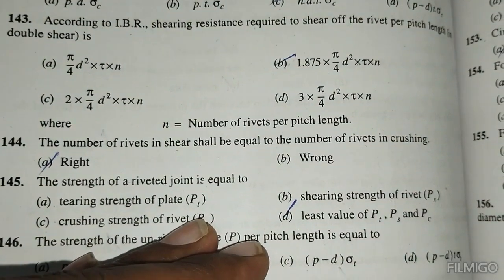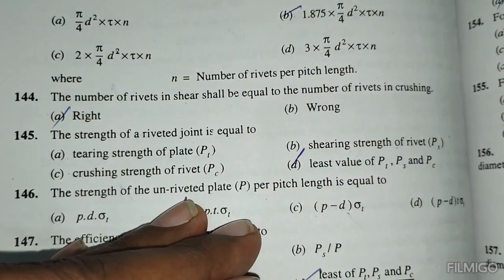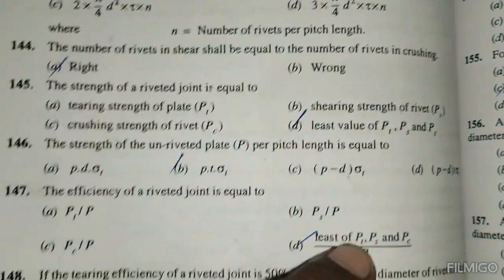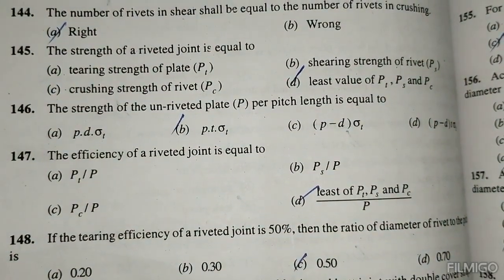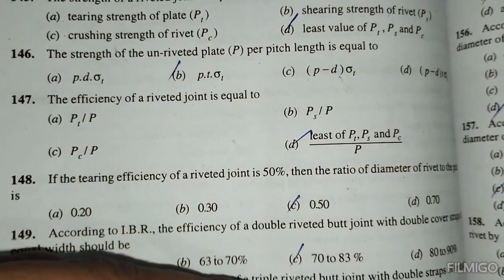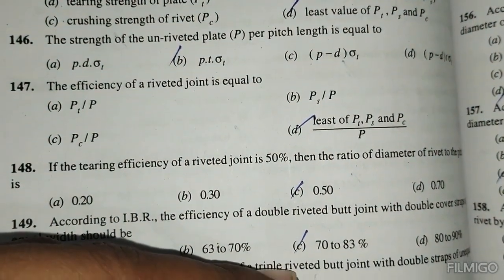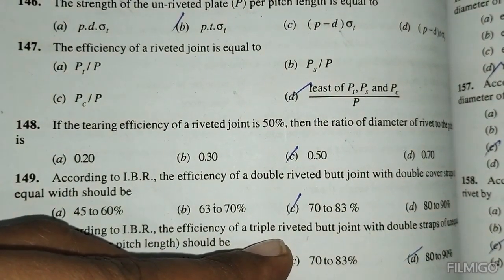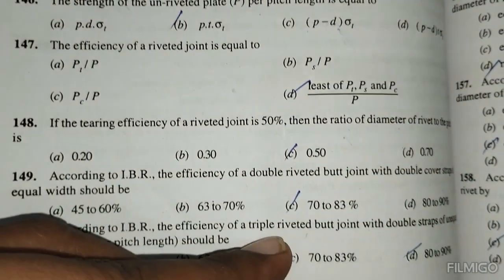The number of rivets in shear shall be equal to the number of rivets in crushing. The strength of a riveted joint is equal to the least value of Pt, Ps, Pc. The strength of the unriveted plate per pitch length is equal to p t sigma t. The efficiency of a riveted joint is equal to the least of Ps, Pt, Pc divided by P. If the tearing efficiency of a riveted joint is 50%, then the ratio of the diameter of the rivet to the pitch is 0.50.